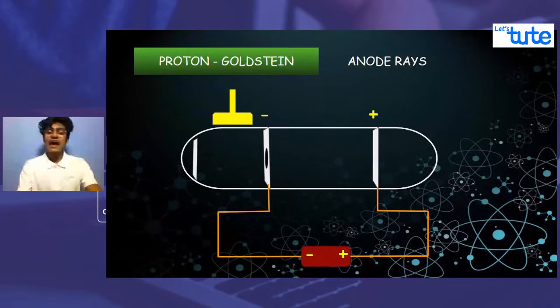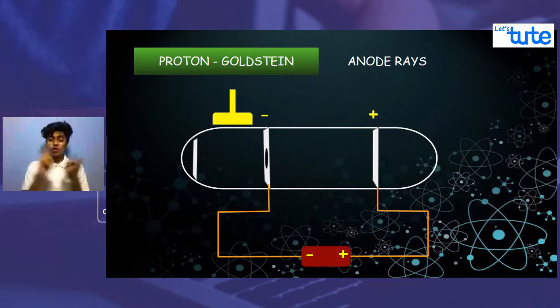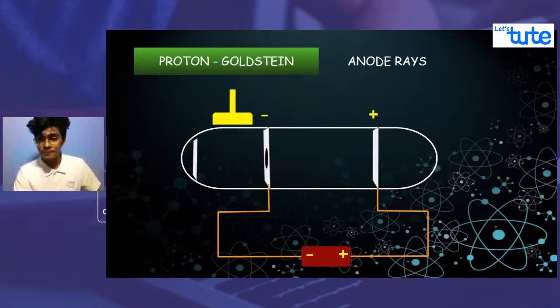Now what happened? The rays which were passing through the cathode and striking the screen now moved towards this negatively charged plate. The rays were bending like this, towards the negative plate. So Goldstein got to know that these particles are indeed positive particles, and he named them protons. So this is nothing but anode rays. I hope you got this experiment properly.